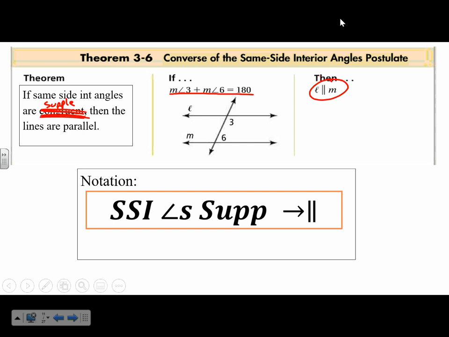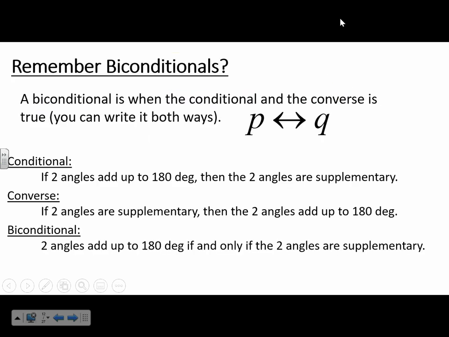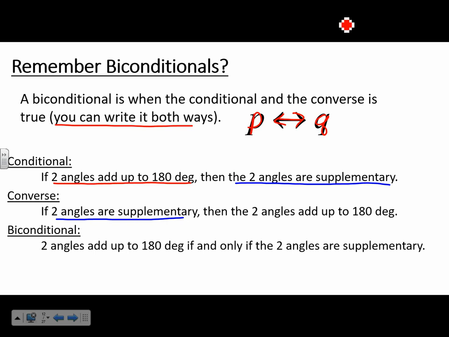But here's a better way to do it. Remember when we talked about biconditionals? Biconditionals is when the conditional and the converse are both true, so you can write it both ways, and we wrote it as P if and only if Q. So if the conditional is, if two angles add up to 180 degrees, then the two angles are supplementary, and the converse, if two angles are supplementary, then they add up to 180 degrees, are both true, you can rewrite it as: two angles add up to 180 degrees if and only if the two angles are supplementary.